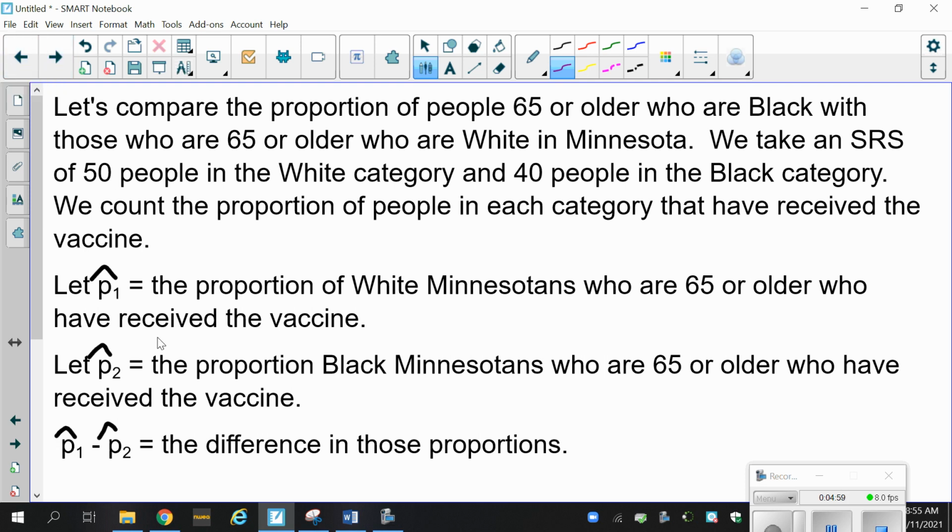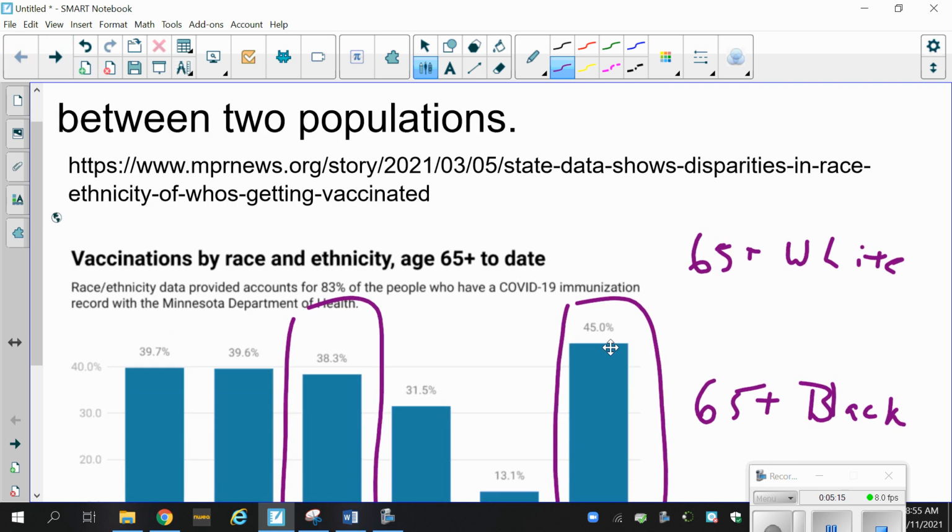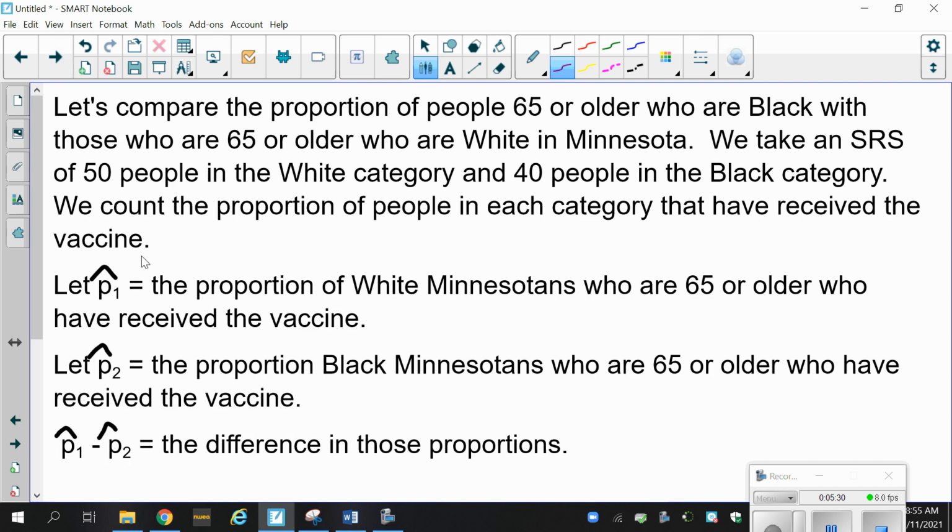Therefore, the difference in those two proportions is going to be p-hat1 minus p-hat2. Now we know that when we take this sample and that sample, p-hat1 will not be exactly 45%, and p-hat2 will not be exactly 38.3%. However, they'll be around there, and so we're going to get differences that differ from the truth, just based on variability within sampling.